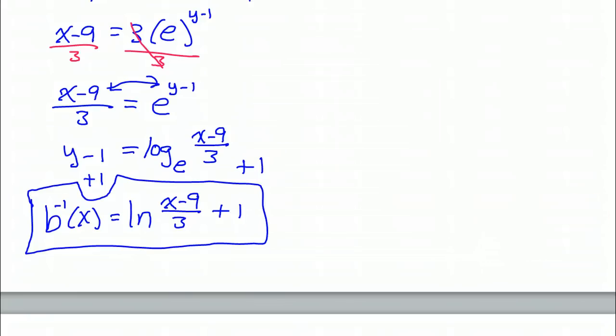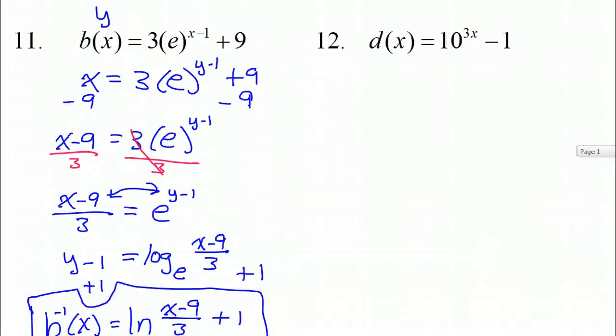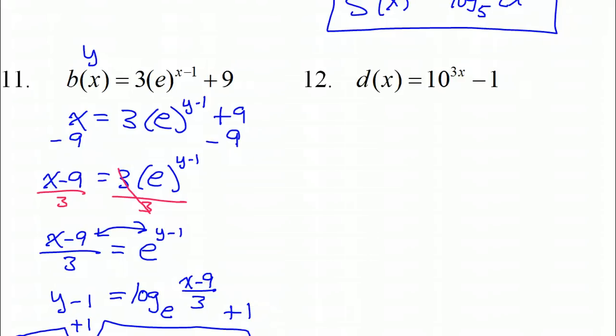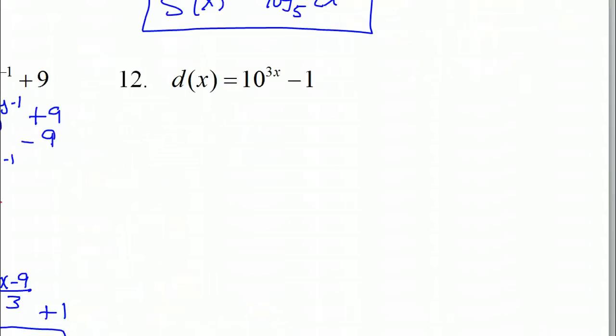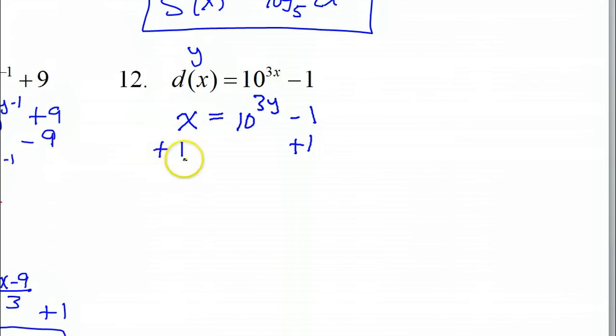All right, number 12. Once again, switching the x and y. If you have a pencil in your hand, put it down. Watch me do it, but go back and do it yourself. So we switched x and y. Now we've got to solve for y, so let's add 1 to both sides. That would give me x plus 1 equals 10 to the 3y power.